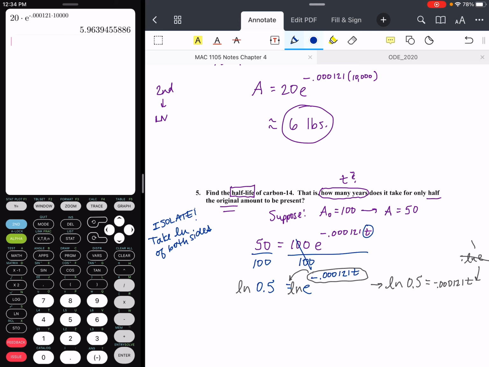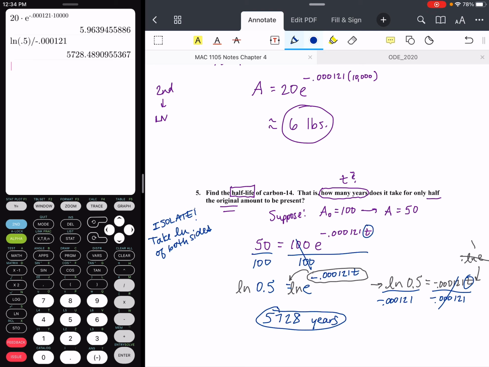All right, and then from here to solve for t, I just want to divide by that coefficient, negative 0.000121. I'm going to divide by that on both sides, and that should give me t. So natural log of 0.5 divided by negative 0.000121. And if I'm rounding to the nearest whole number, this is approximately 5,728 years.